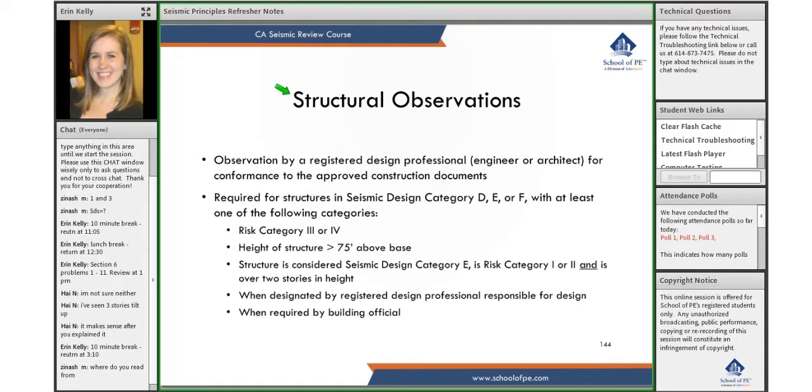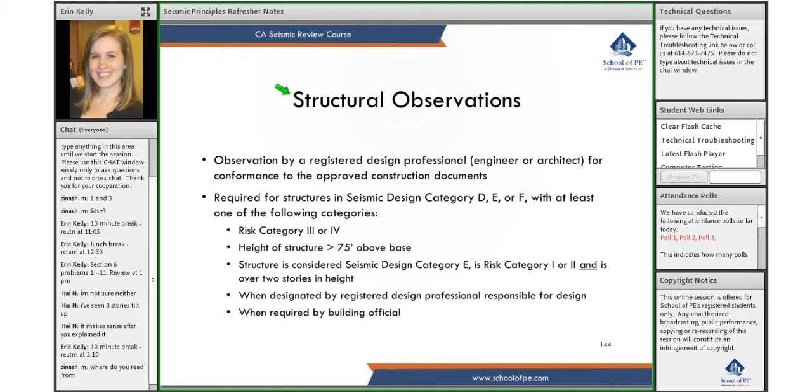And then the city will approve it, and then that goes out to the field, and that's what they're using to do their construction. And then while they're doing their construction, you as the registered design professional can go out and observe the work that they're doing, and if it's not in conformance, you can let them know. If it is in conformance, that's great. So you don't always have to write a report for these. It's more of a common courtesy to write a report for these, but it's not required.